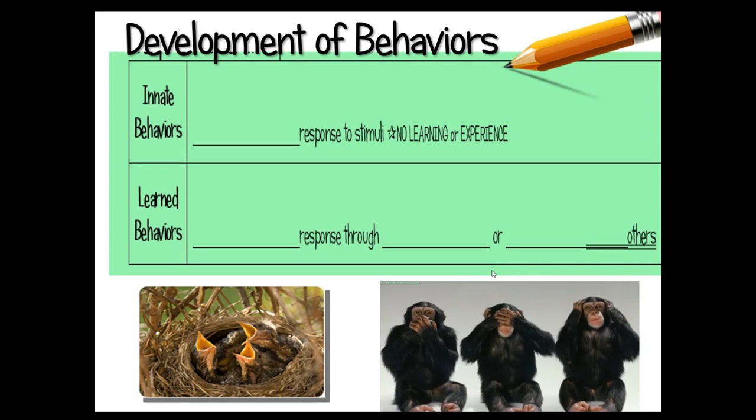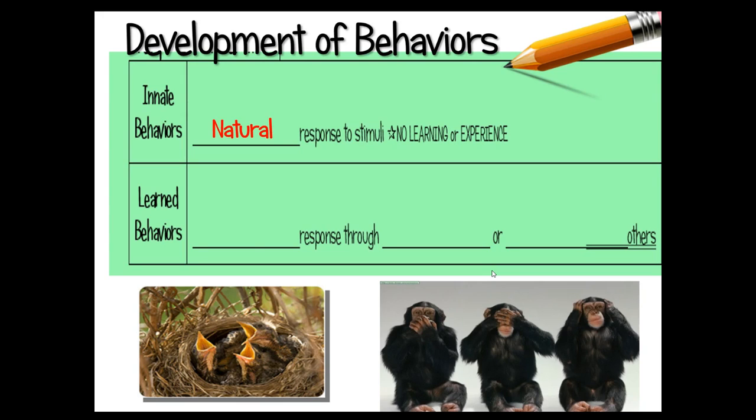All right, so how do we get these behaviors? Well, some of them are innate, right? Innate is a natural response to stimuli. So you don't need to learn how to do it or have experience. It's something that's instinctive. So I'm sure you've heard the word instinctive before. It's just a natural response to something.